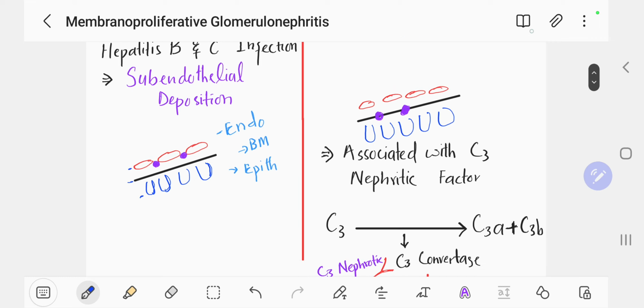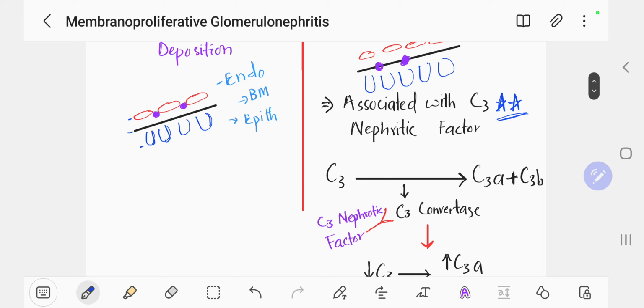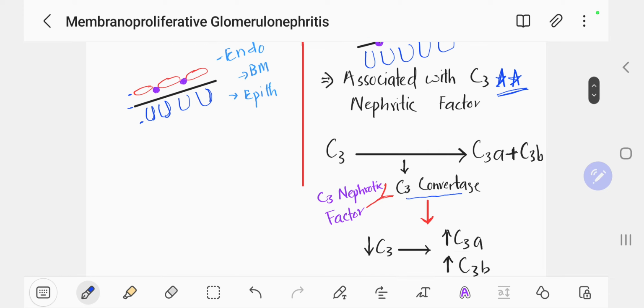Okay, actually this is very important. I will give it a star, a star. This is associated with C3 nephritic factor. What does it mean? This is the C3 convertase. Actually, the antibody C3 nephritic factor is formed against these.